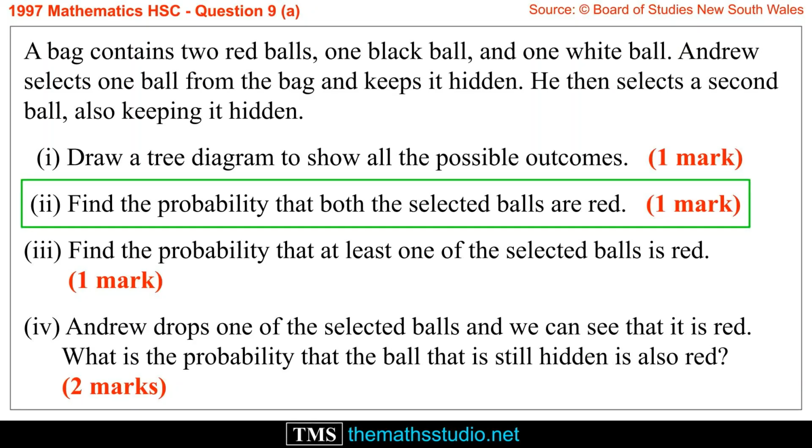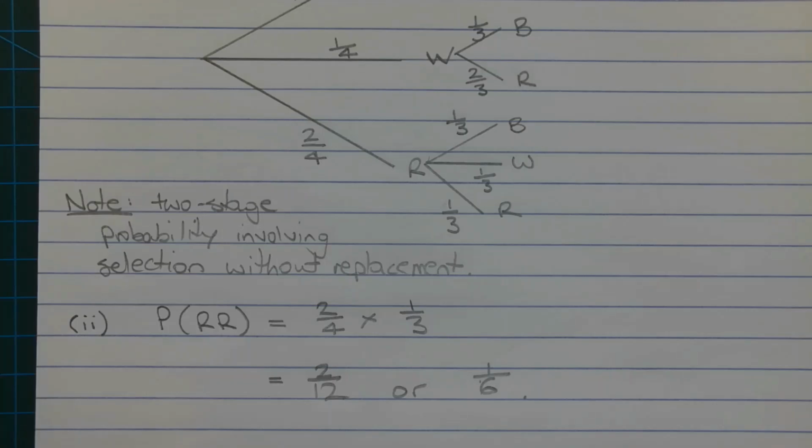Part 2. Find the probability that both the selected balls are red. Referring to the tree diagram that we drew in part 1, the probability that the first ball drawn is red is 2 over 4, and the probability that the second ball drawn is also red is 1 over 3. So the probability that both balls drawn are red, using the multiplication rule, is 2 over 4 times 1 over 3, which equals 2 over 12, which simplifies to 1 over 6.